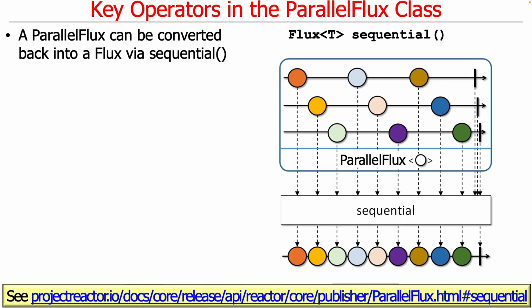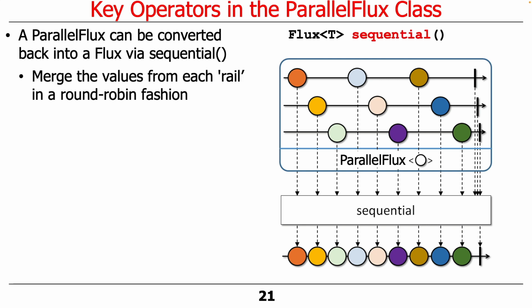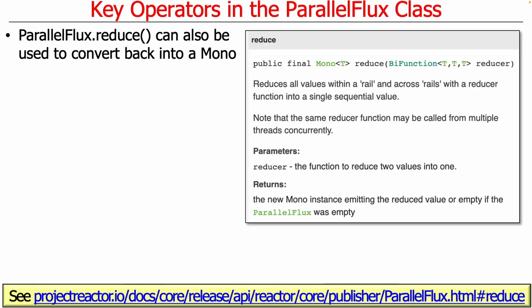You can convert a parallel flux back into a flux using the sequential operation. And the most common reason to do this is there are a lot of operations on flux that don't appear on parallel flux. So often you'll run everything in parallel to a point where you can't make any more progress with parallel flux operators, and then you turn it back into a sequential flux, and then you finish up whatever you have left to do. And this merges the values from each of the rails in a round-robin fashion.